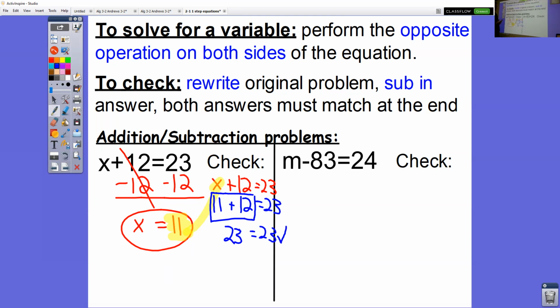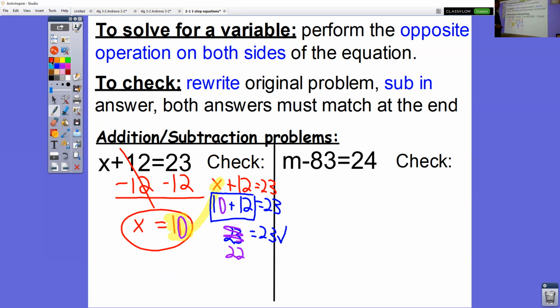Well, what would it look like if you did your answer wrong? Let's say that you subtracted and you got 10 as your answer. That's the wrong answer. You did a check by subbing it back in. You would end up having 10 plus 12, which is 22. 22 does not equal 23. So that is your sign that you did something wrong. So then you would go back and fix it. Let's take a look at the next one.